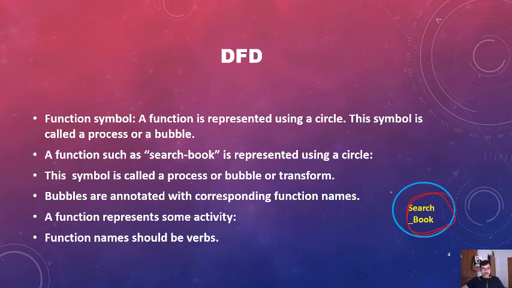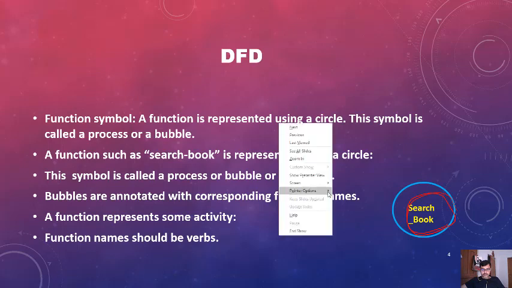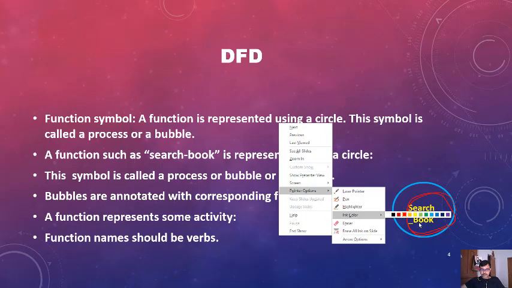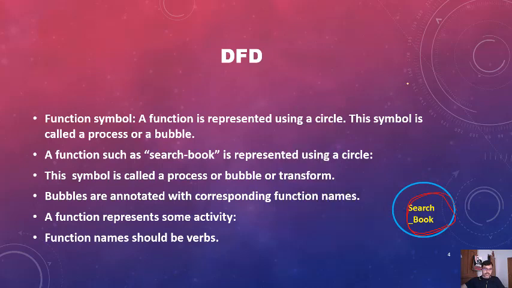A function such as search book. Search book is a function. To search, it takes some inputs and gives some outputs. So this search book is represented using a circle. This symbol is called a process or bubble or transform. Bubbles are annotated with corresponding function names. Here we should write the function names.